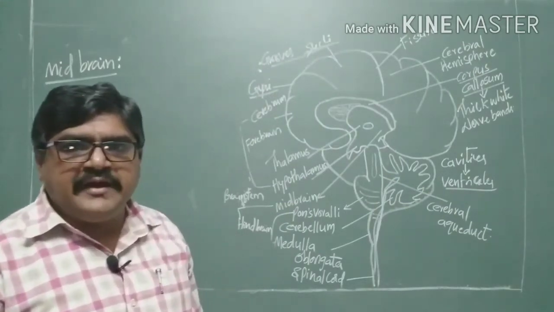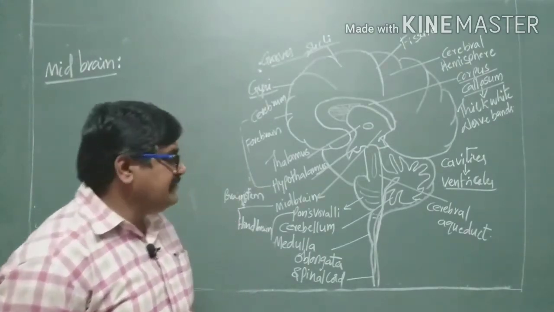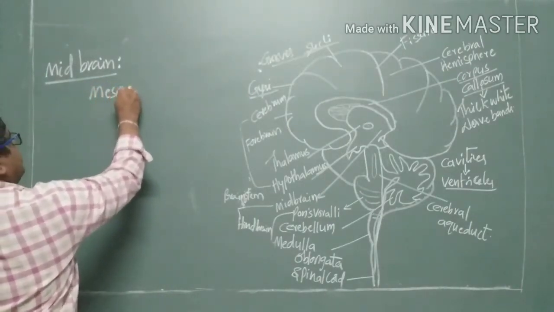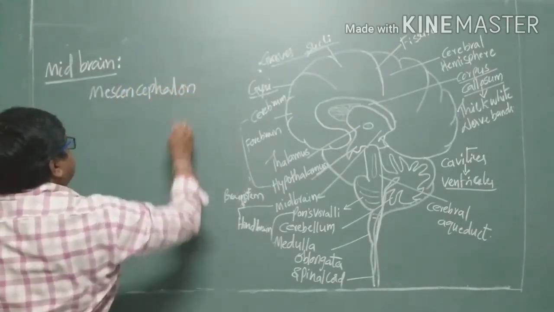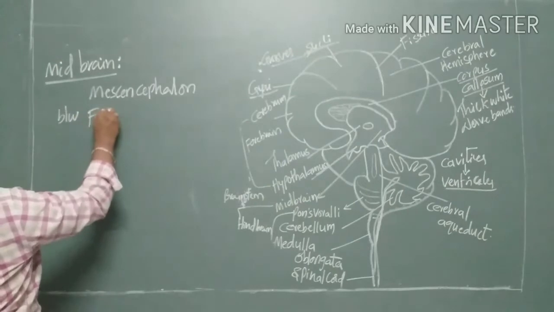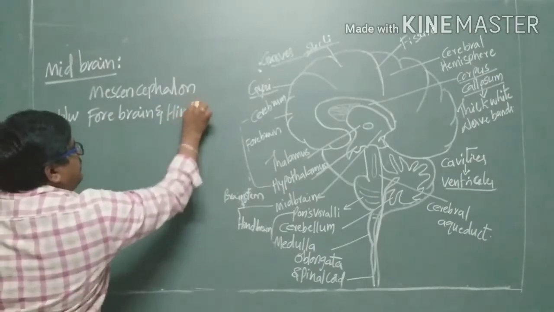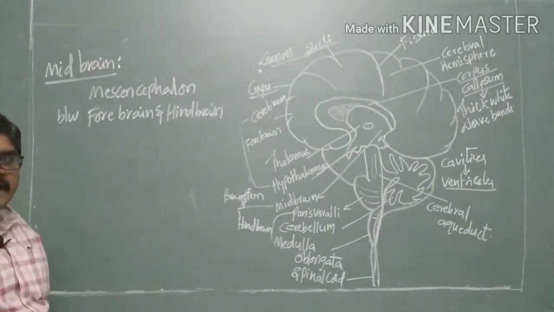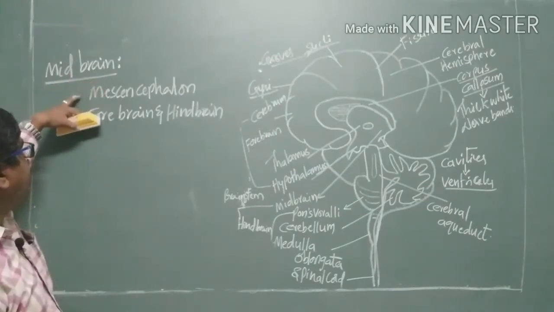So here, the midbrain is also called the mesencephalon. It is present between the forebrain and the hindbrain.